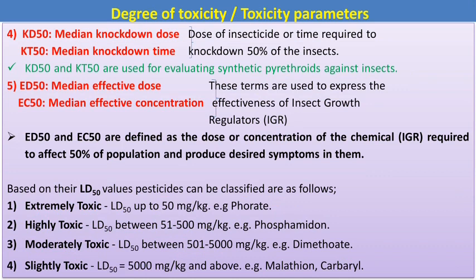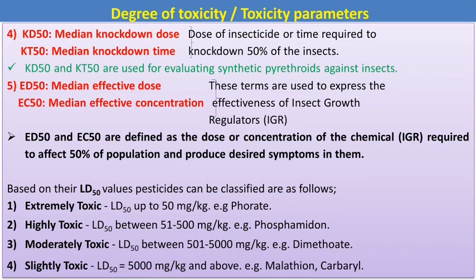Based on these toxicity or LD50 values, insecticides are classified into four categories: extremely toxic, highly toxic, moderately toxic, and slightly toxic. In extremely toxic, the LD50 value is up to about 50 milligram per kg. In highly toxic, the LD50 value is about 51 to 500 milligram per kg. In moderately toxic, 501 to 5000 milligram per kg, and in slightly toxic, the LD50 value is more than 5000 milligram per kg of body weight of the insects.